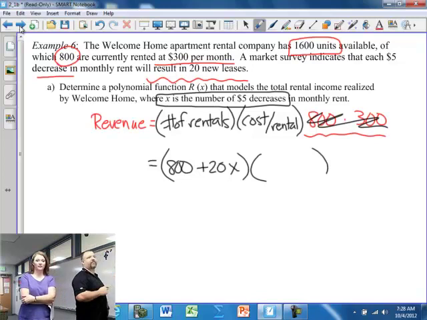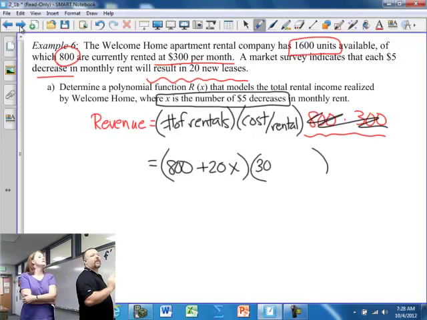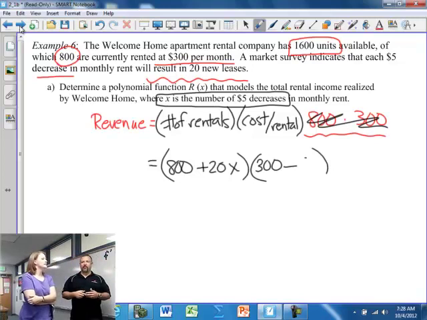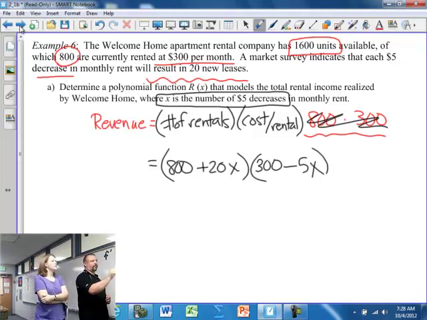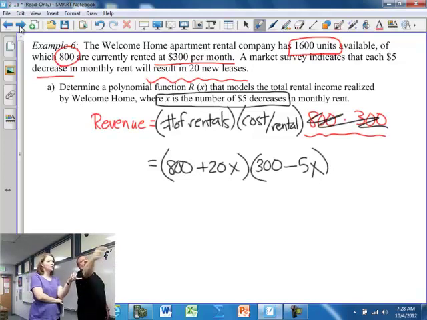The rentals were $300 to begin with, and the money is decreasing by $5 per X. Every time we decrease $5, we're taking $5 off of our cost. So we start at 300, then we go to $295. So X isn't really money, it's just the number of decreases, and each one of them is $5. It's like the number of discounts. Very good.